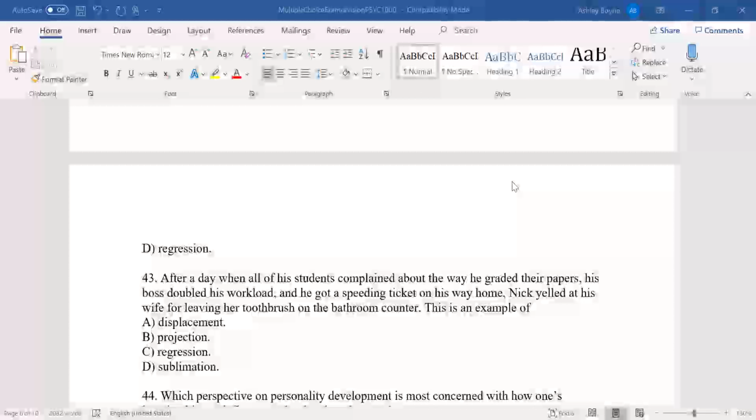Okay, so number 40. Which theory of personality is most concerned with understanding people's unconscious motivations? A, behavioral, B, humanism, C, psychoanalytic, or D, trait? Sigmund Freud. Right. Yeah, the answer is C. So this is psychoanalytic personality theory, the main focus is making the unconscious conscious.